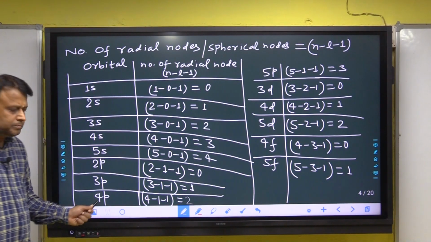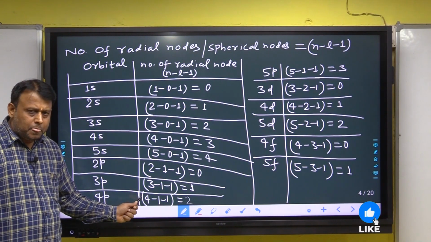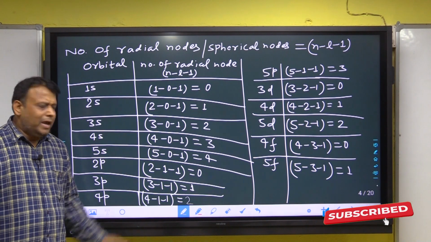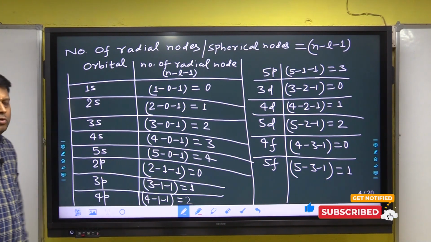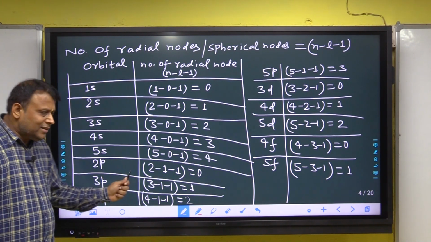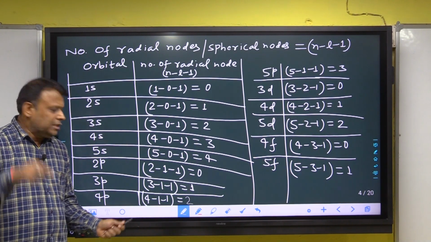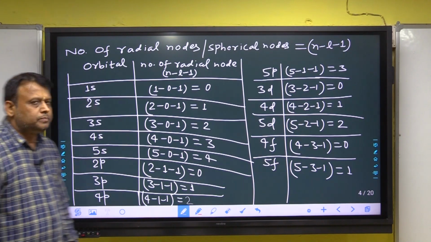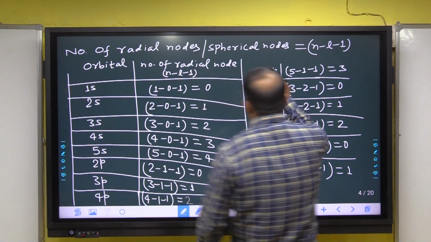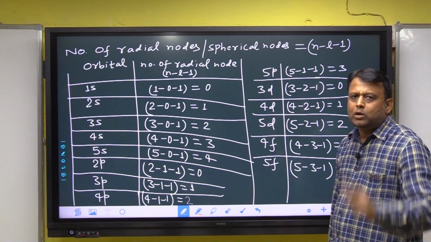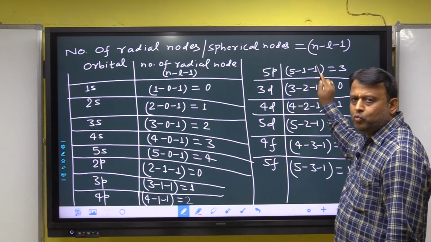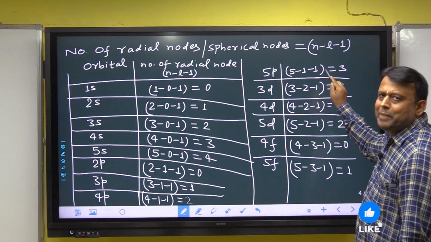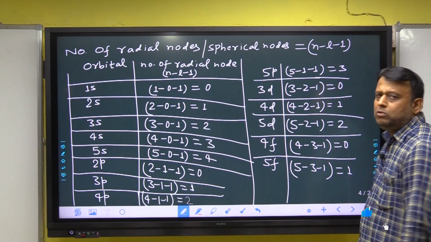Now 3p, n is equal to 3 minus L, the L is 1 for p, and minus 1, and it is equal to 1. For 4p, n is equal to 4, for p, L is equal to 1. So 4 minus 1 minus 1 is equal to 2. Clear? Now, for 5p, n is equal to 5, L is equal to 1, and minus 1, and hence 5 minus 1 minus 1 is equal to 3.